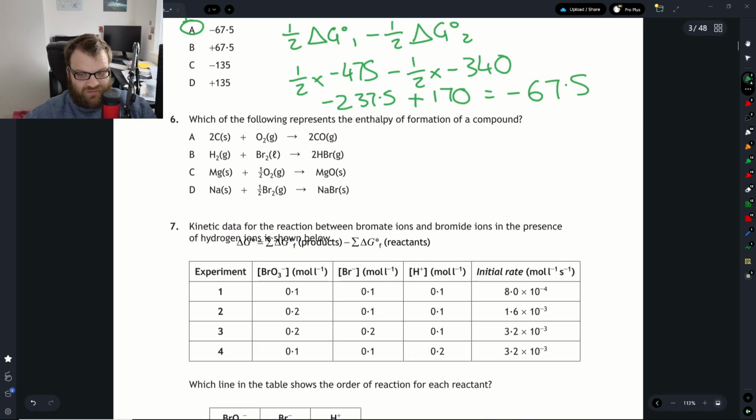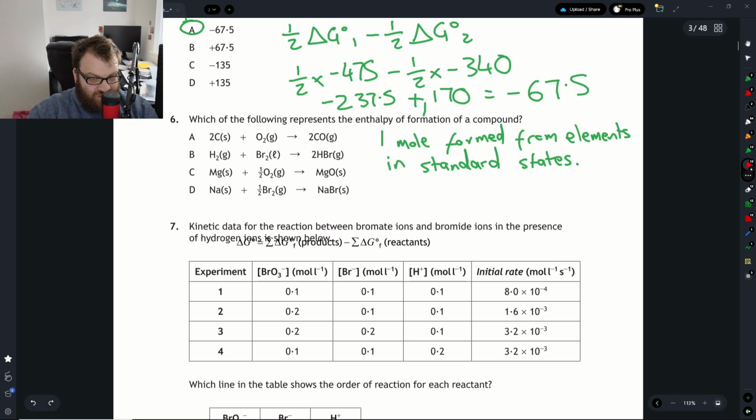Next one, we're talking about the enthalpy of formation. We want 1 mole of a substance being formed from its elements in their standard state. First of all, I'm spotting that we're making 2 moles of carbon monoxide and hydrogen bromide. Therefore, this will not be an enthalpy of formation. Get rid of them. Next, I'm looking for the state at which the elements exist in. We have magnesium solid and oxygen gas making magnesium oxide. That works. That is therefore correct.